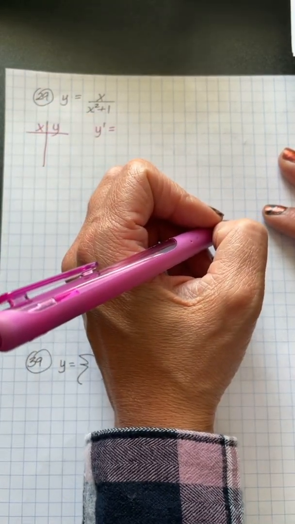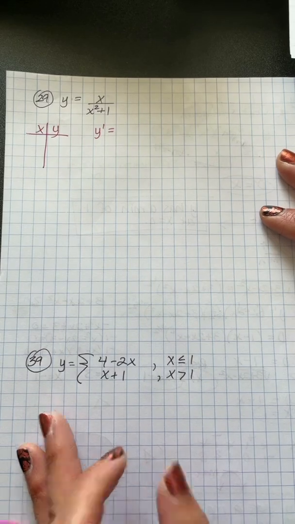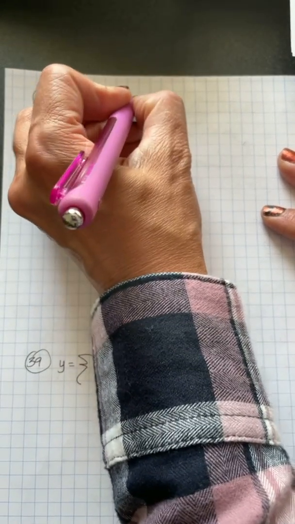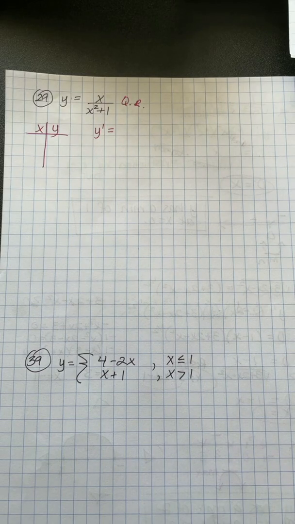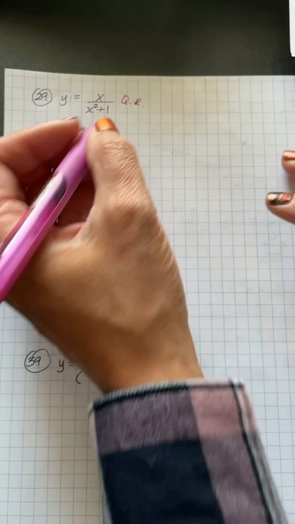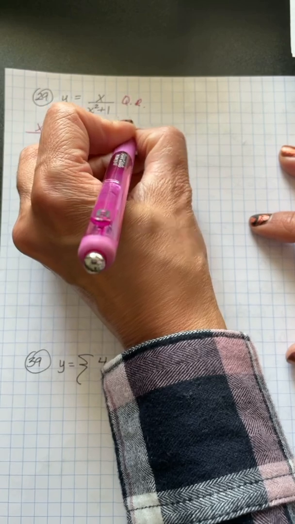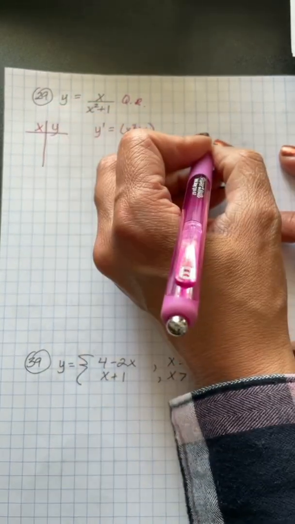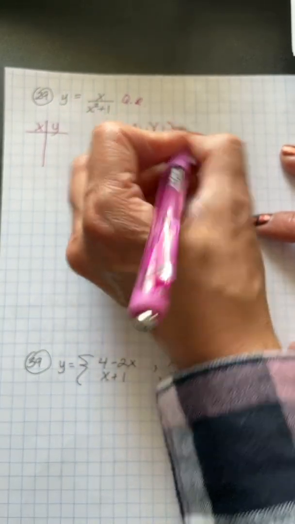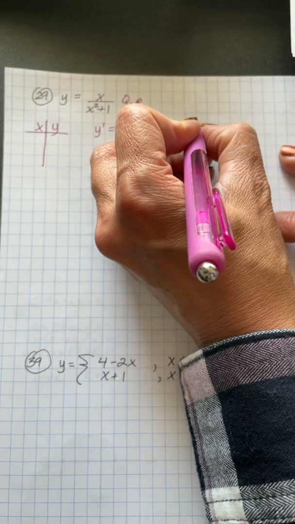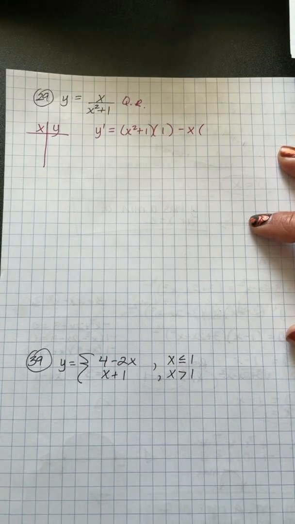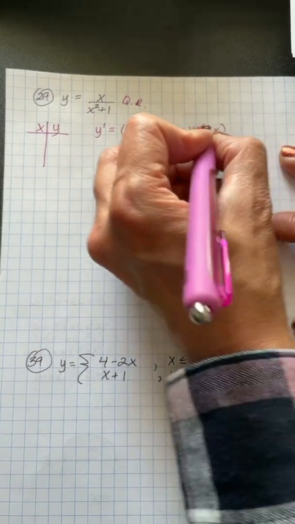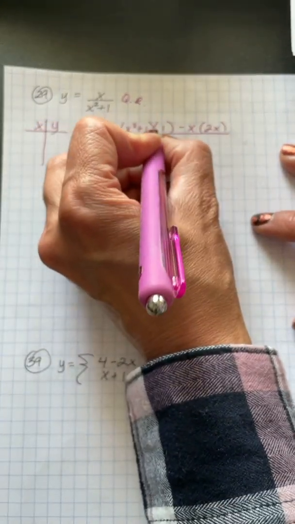Okay. So we have x over x squared plus 1. So when we do the derivative, we got to use quotient rule. So low d high minus high d low over low squared. So the low is x squared plus 1 times the derivative of the high is 1. Derivative of x is 1. Minus the high times derivative of the low. Derivative of x squared plus 1 is a 2x all over low squared.